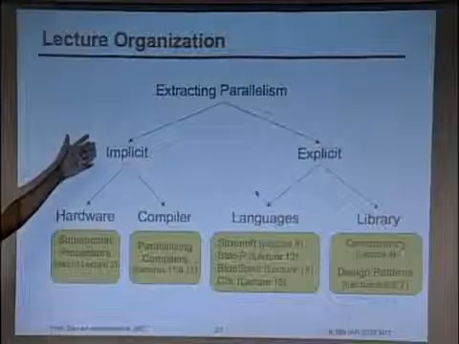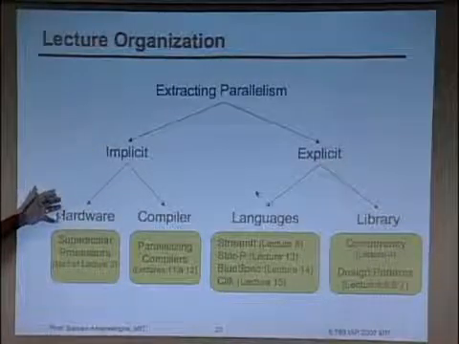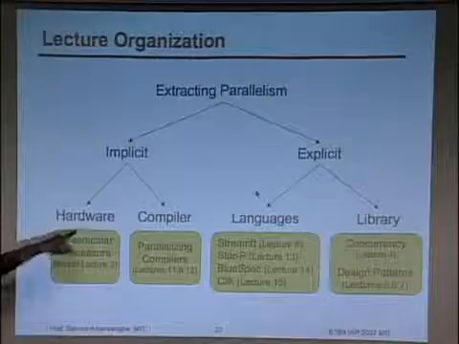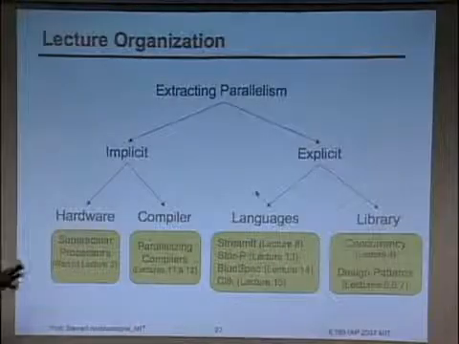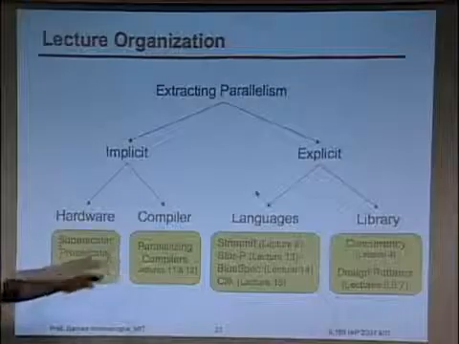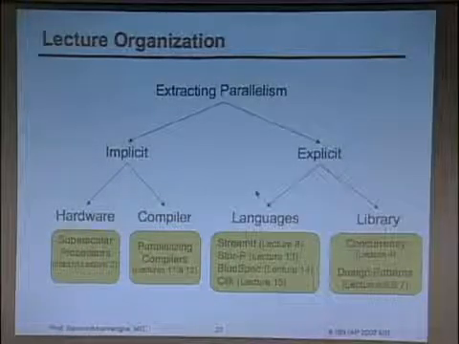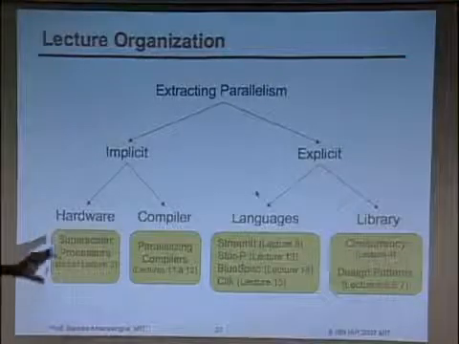So the way we have structured the class is: how do you go about extracting parallelism? There's implicit parallelism, and sometimes the current way is everything done by hardware. In the next lecture, I will just touch upon what superscalar hardware is and what its problems are. Then implicit parallelism can also be done by the compiler. You write a C program and let the compiler deal with the parallelism, so as a programmer you don't have to deal with that.